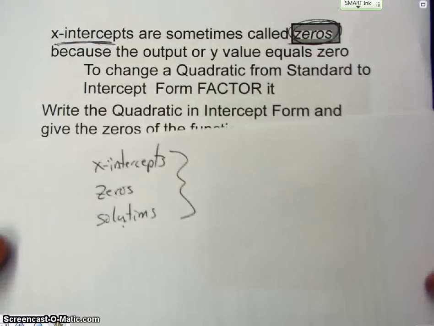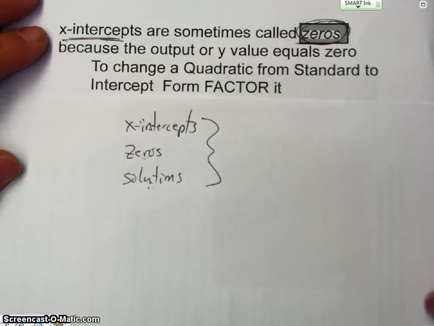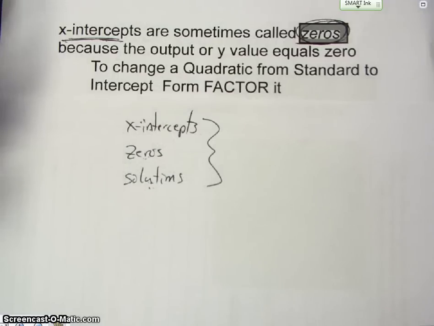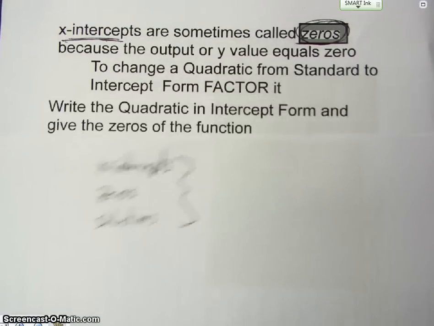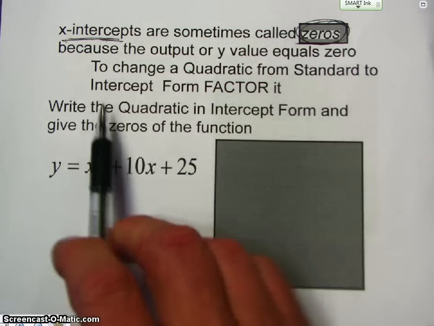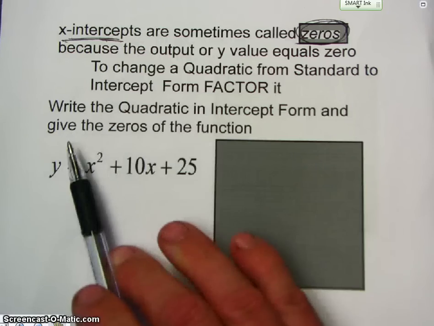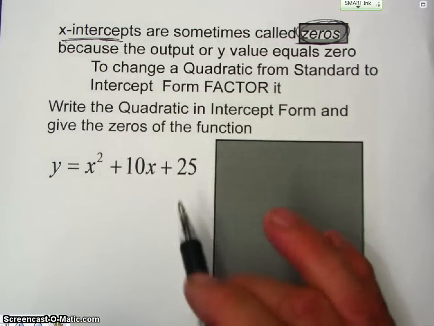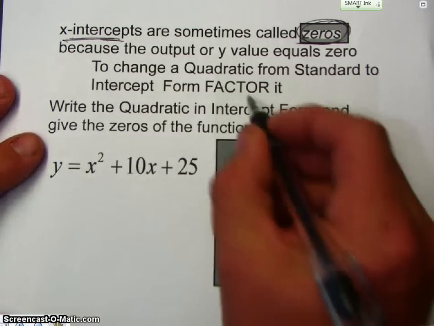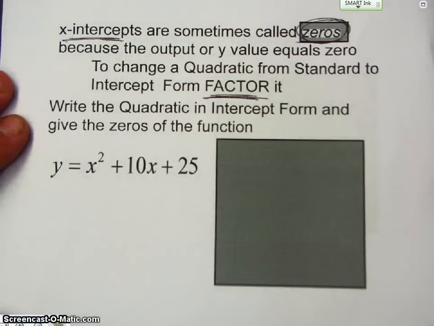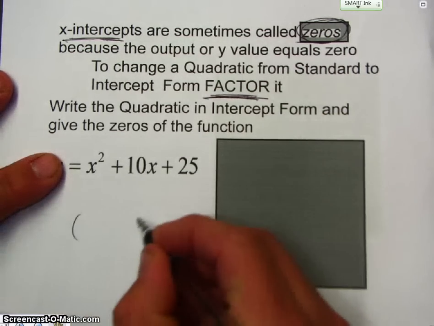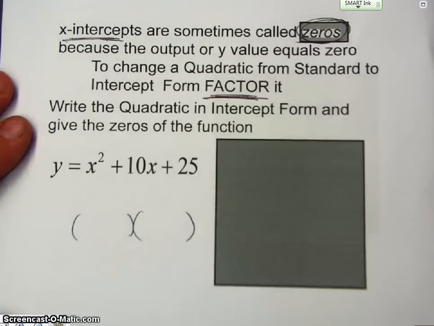All right, to change a quadratic from standard to intercept form, factor it. And we were graphing intercept forms. So what we're going to do is write the equation in intercept form and then give the zeros of the function. In order to do that, we have to factor.